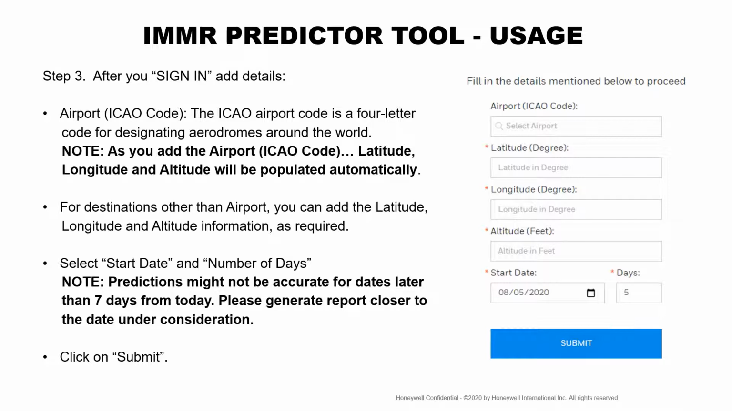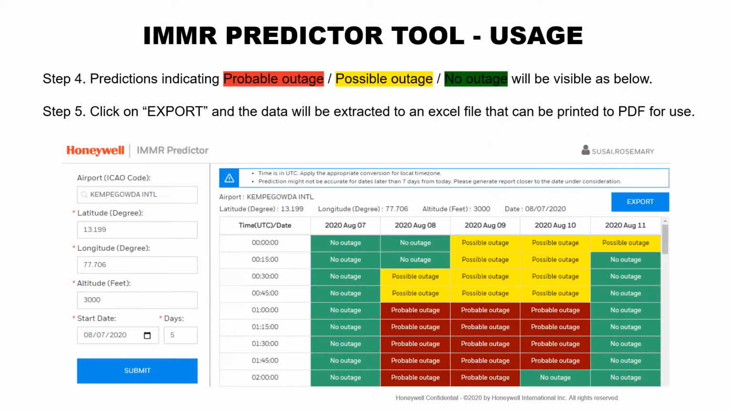Then you select the start date and the number of days. Note that the number of days here available is 30 days, but the predictions might not be accurate for dates later than 7 days from today. So please do generate a report closer to the date under consideration, then click on Submit.